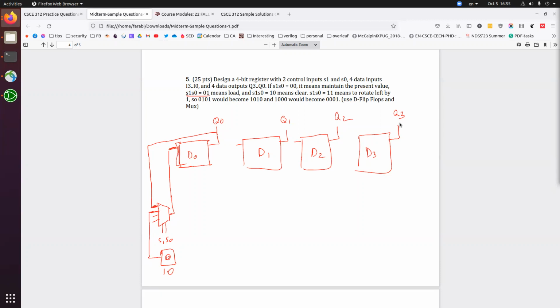Again, clear. So we will have a 0 value that should set it to clear. So maybe we can set 0 here for the next bit, 1 0, and 1 1 means rotate left. By rotate left, we mean if we have D3 as the MSB and D0 as the LSB, then the number is D3, D2, D1, D0. Rotation would be like this.